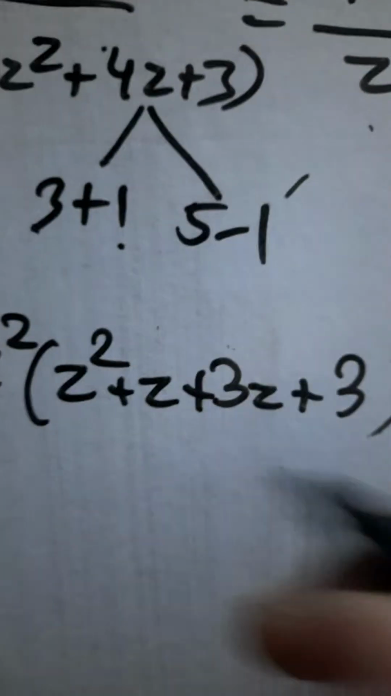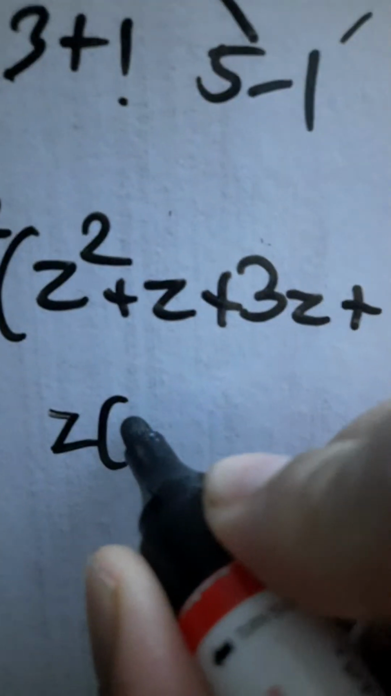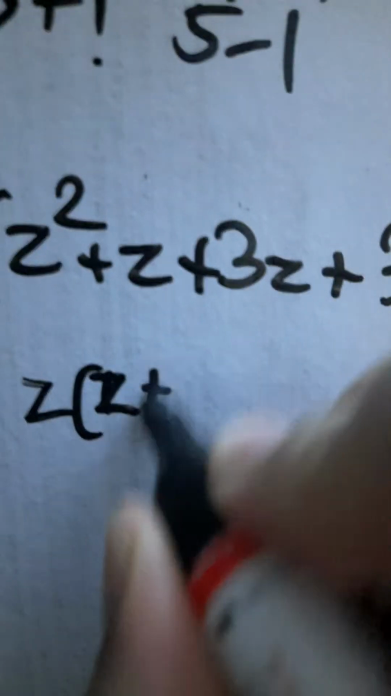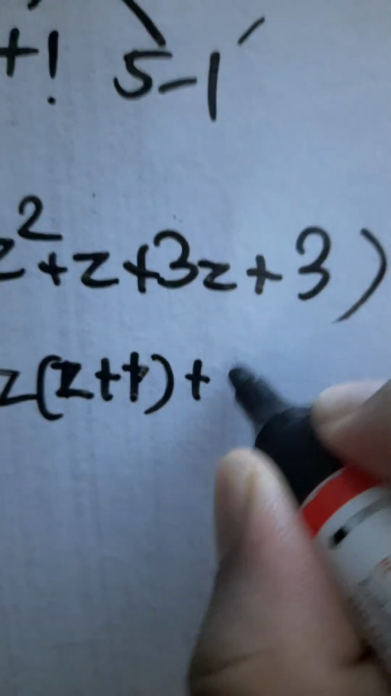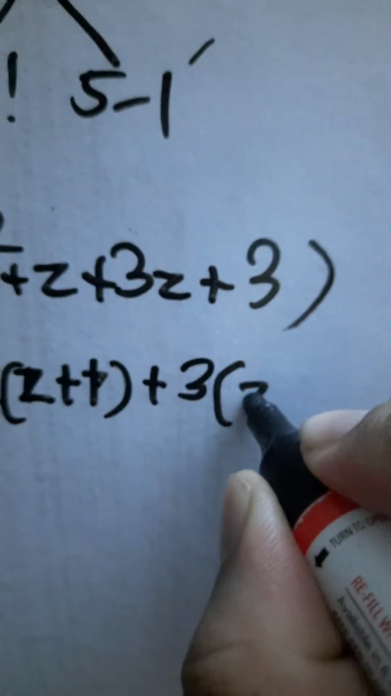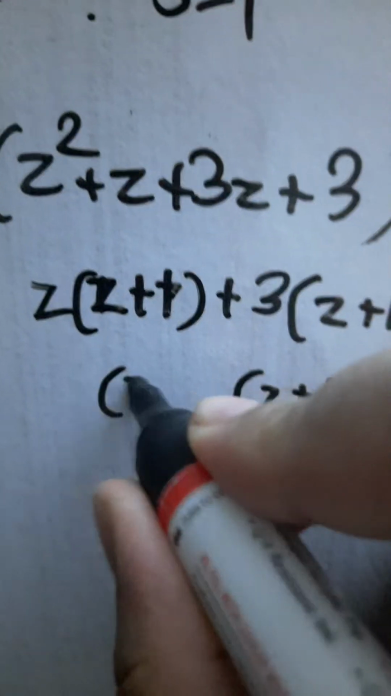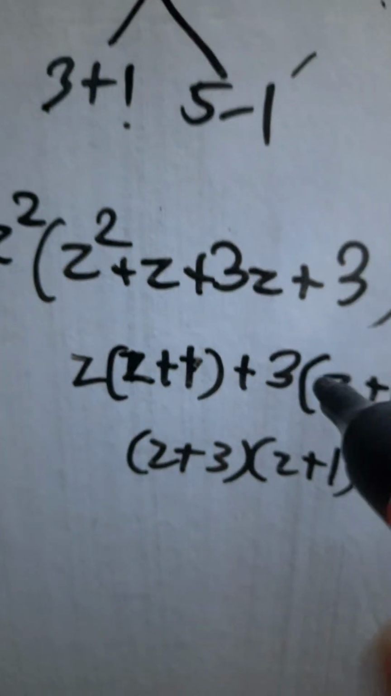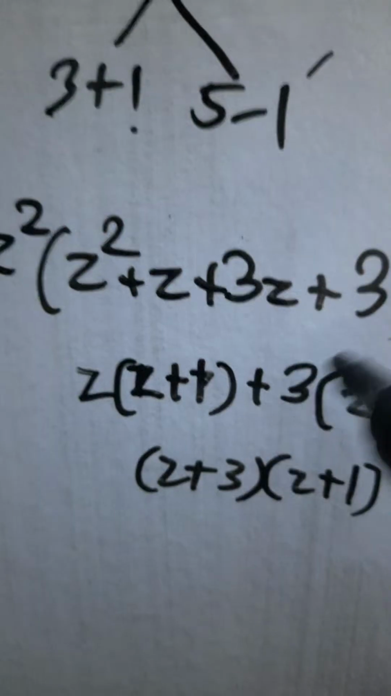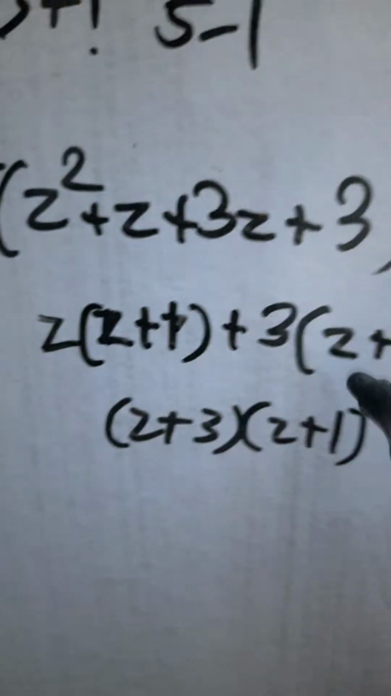But here we can take factors. I can take z common here, z plus 1, and I can take 3 common here, I get z plus 1. Simple. Now these two are common. I take it once, z plus 1 into z plus 3, because this acts like z. So 3z plus z is equal to 4z. So 3z plus 3 plus z is 3 plus z of this z.